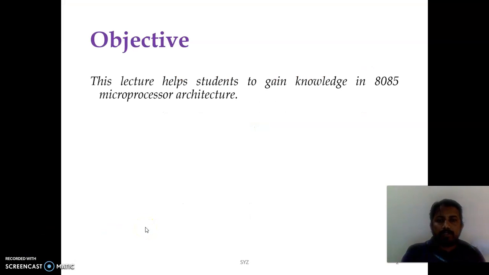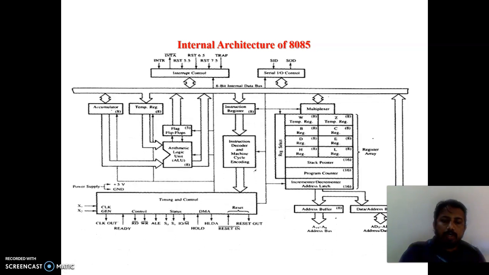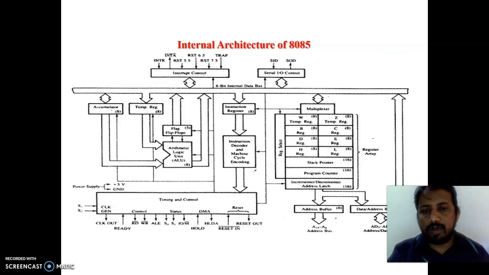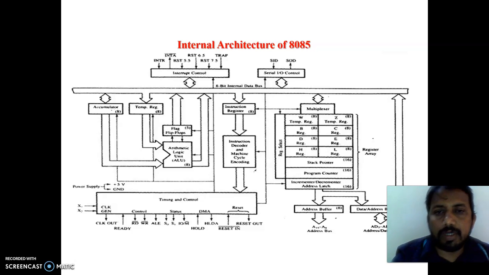the objective of this lecture is to help the students gain knowledge of the 8085 microprocessor architecture. I will be trying to help you in getting the knowledge. So the internal architecture would be this one, a very big diagram shown over here. And when you simplify this to an abstraction level, it would look very simple. So here, this is the total internal architecture of the microprocessor.